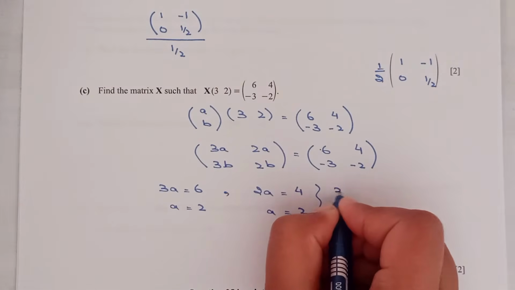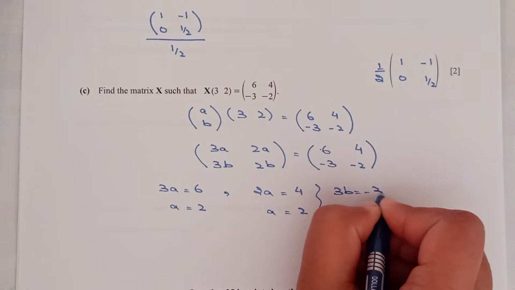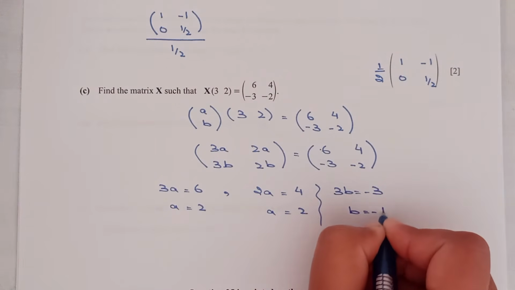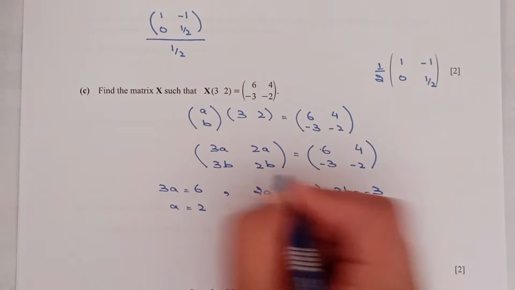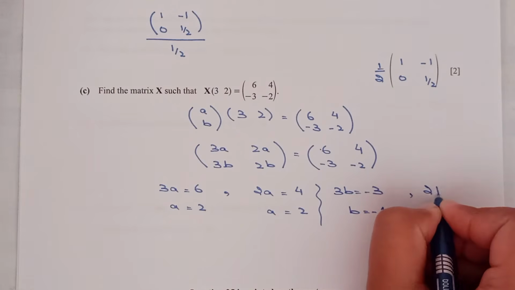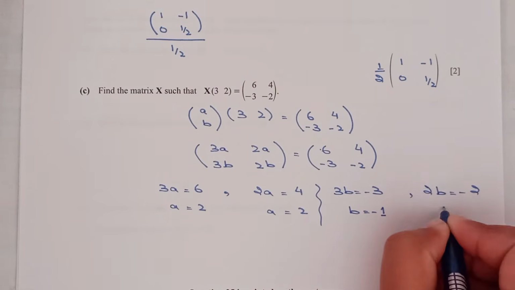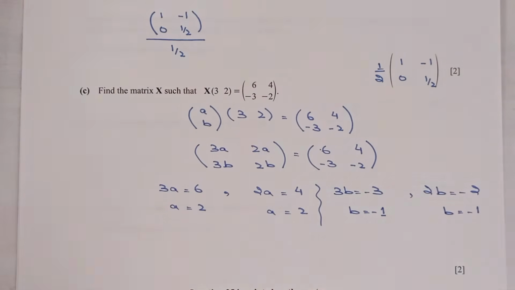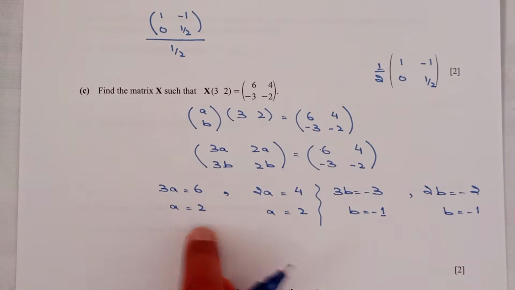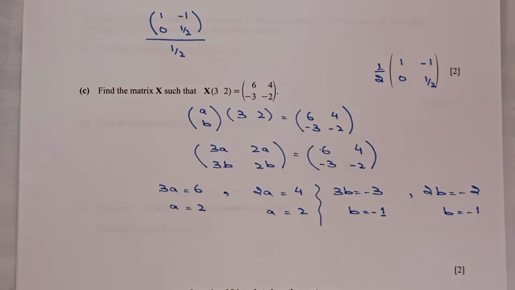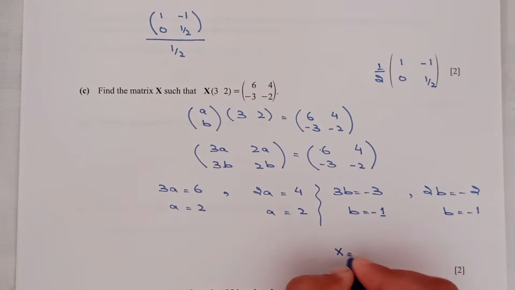3b is negative 3, so b would be minus 1, or we can check with the other value. 2b is negative 2, so b would be equal to negative 1. Right? So a is 2 and b is minus 1. So the matrix X, we can say, is a column matrix that is 2, minus 1.